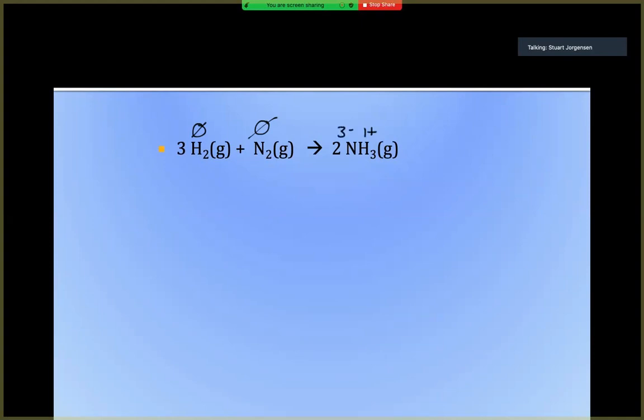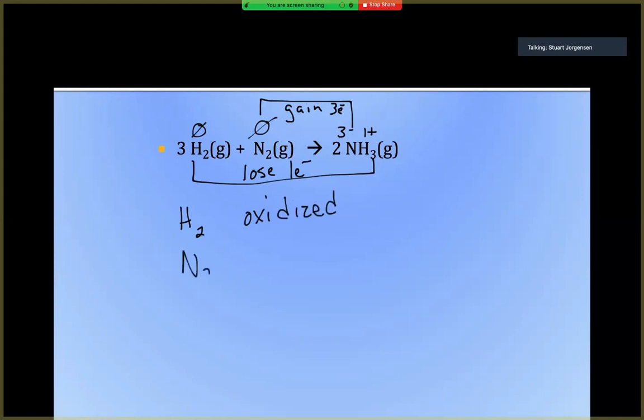If we're thinking about what's happening to the electrons here, we're going to buddy them up. Hydrogen's going from here to here, nitrogen from here to here. For our hydrogen, we're going from 0 to 1 plus. In order to do that, you have to lose an electron. To go from 0 to 3 minus, you have to gain 3 electrons for that nitrogen. So if we want to know who was oxidized, well, who lost? We would say that our hydrogen was oxidized. Our nitrogen has been reduced. This is a redox reaction. We have seen a change in the charge on our oxidation states.